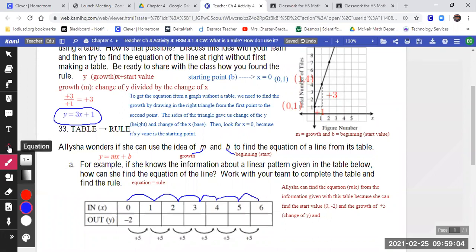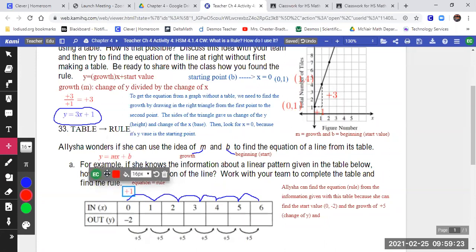What's our change in X? How much did it change for the first 2 coordinates? What was it changing by? Adding 1 to that coordinate. Okay, keep going, look at them all. Are they the same? Did they all go +1, +1, +1, +1, +1? Did they all go +1, +1, +1?